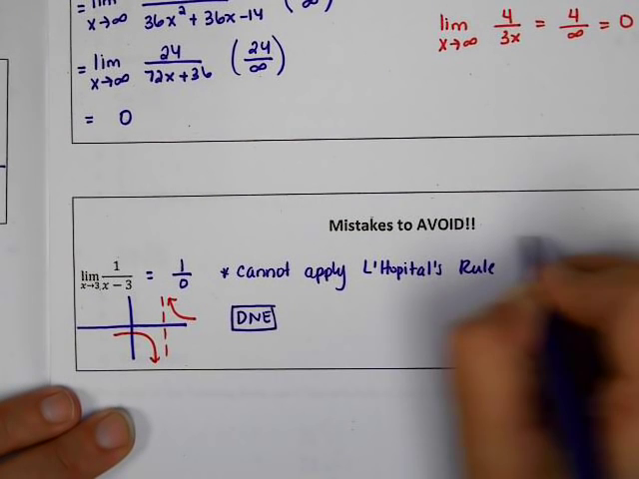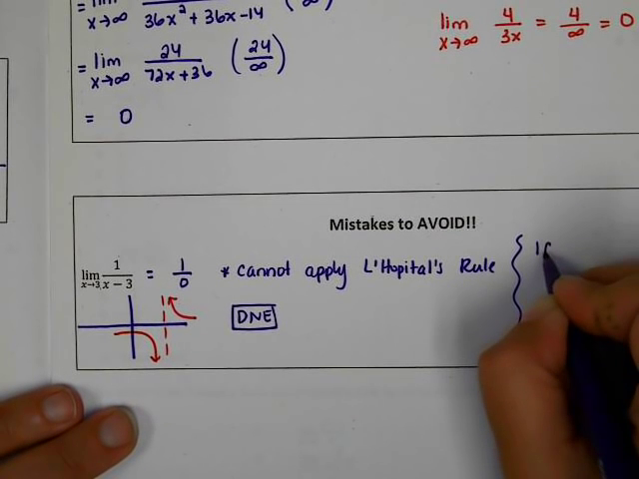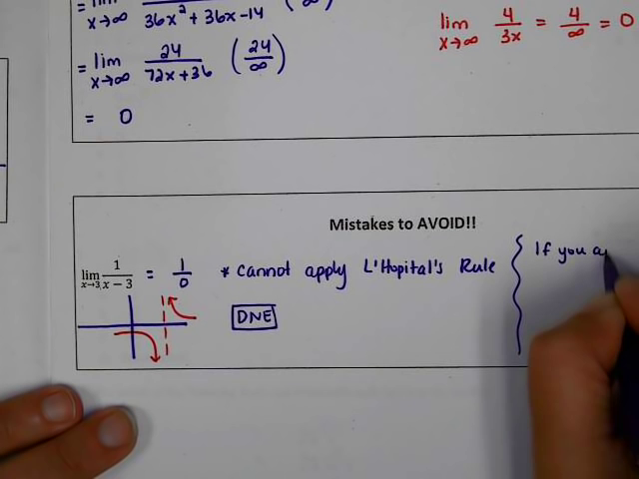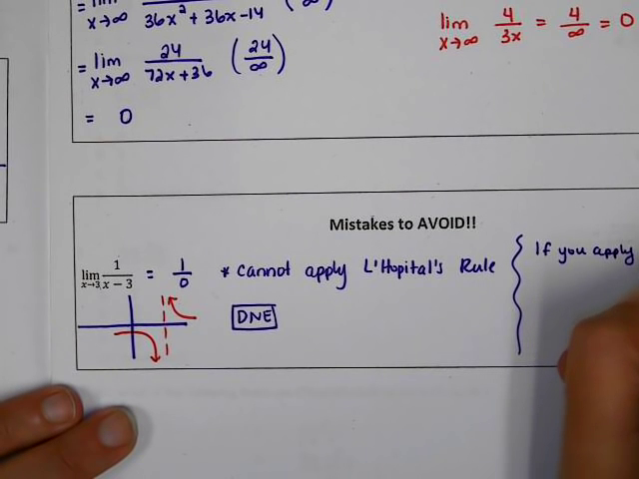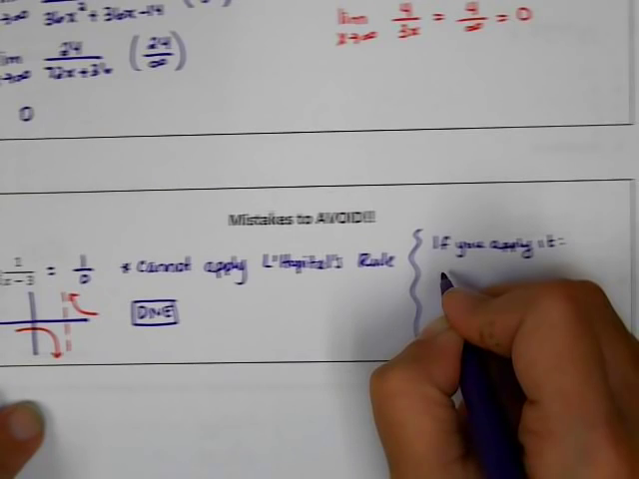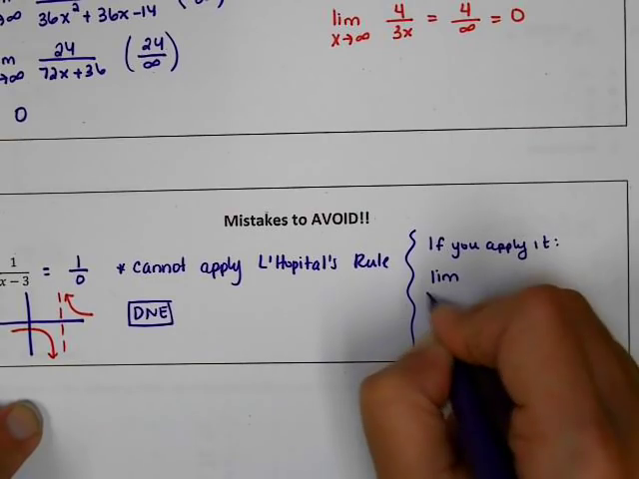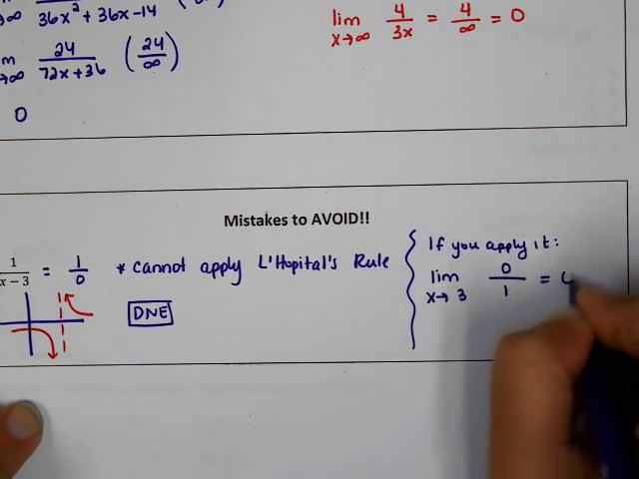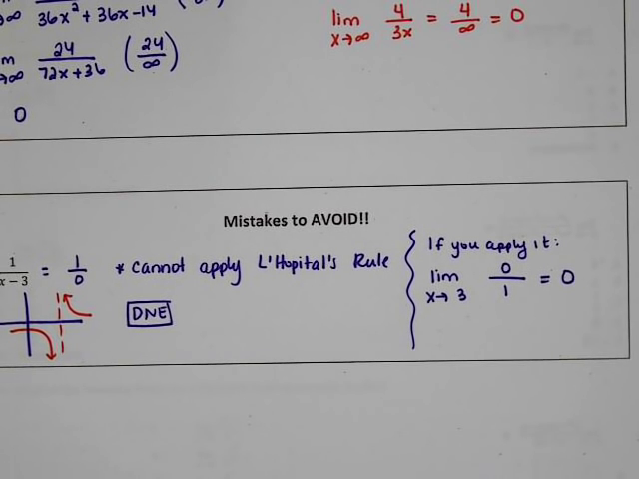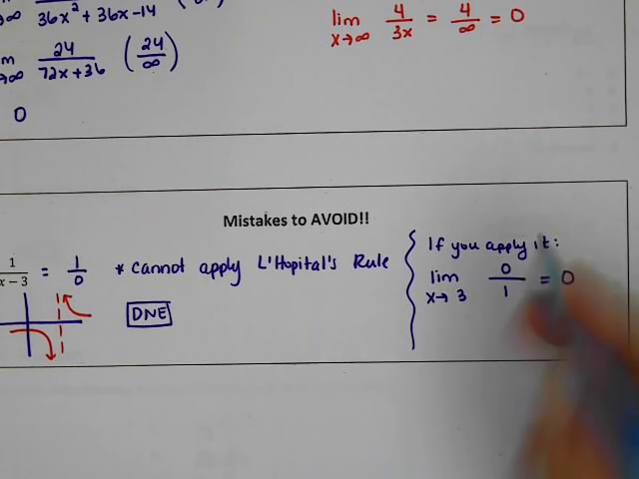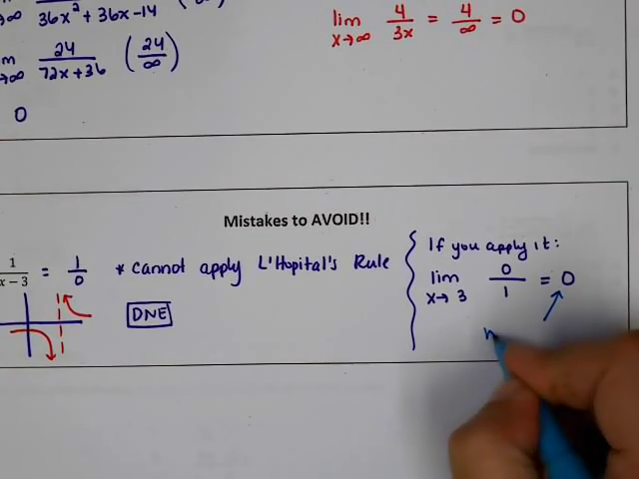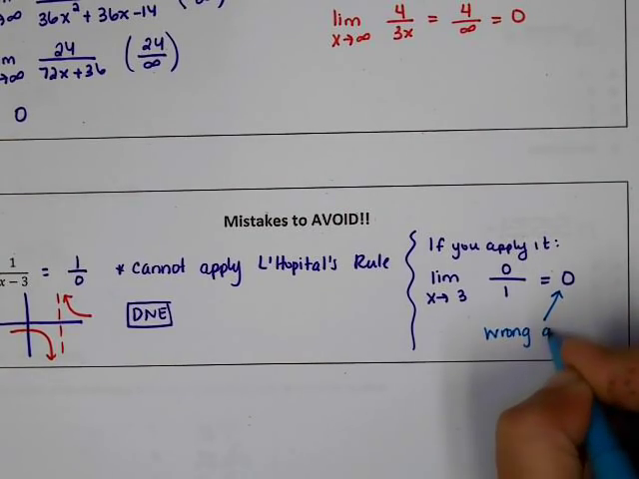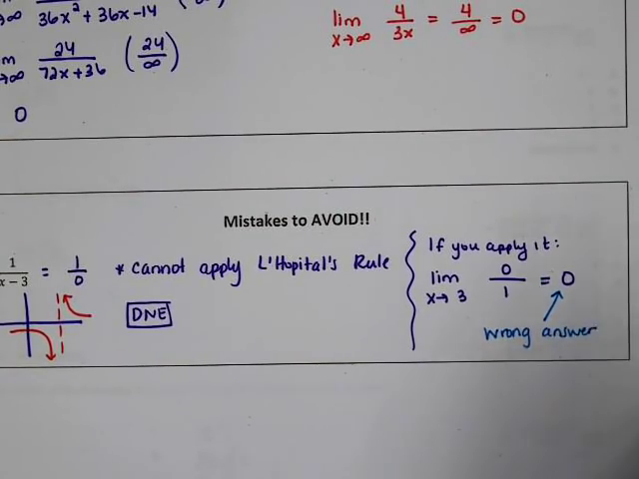If you apply L'Hopital's rule, you would have the limit as x approaches 3 of 0 over 1, which is just 0, which is actually the wrong answer. So it's not just that you can't apply it, it's that if you do try applying L'Hopital's rule, you literally get the wrong answer.